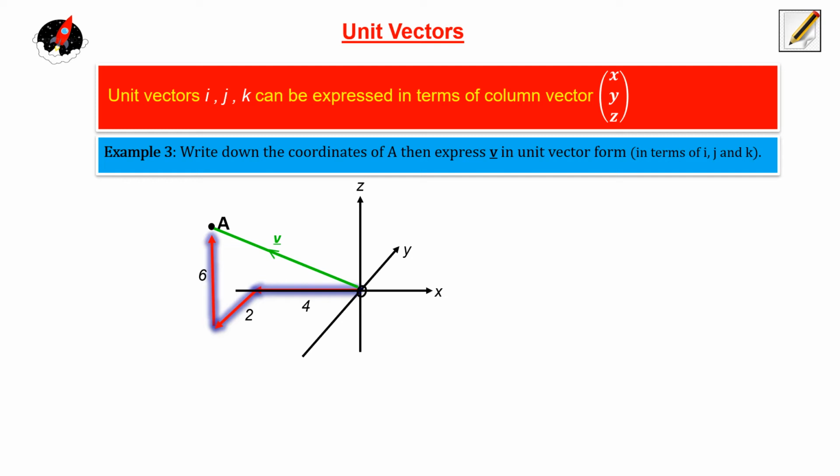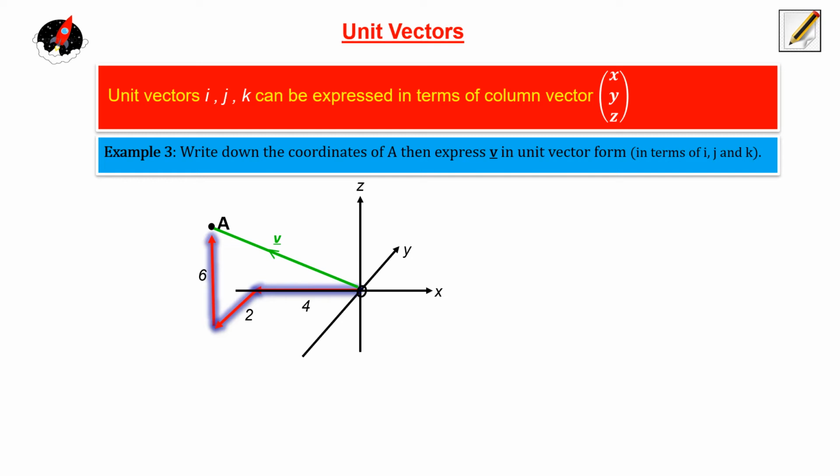Okay, let's look at a last example before you try some questions yourself. So here we've been given a diagram of a coordinate point A, and we've been asked to write down what the coordinates of A are, then express the vector v in unit vector form. So that's in terms of i, j and k.